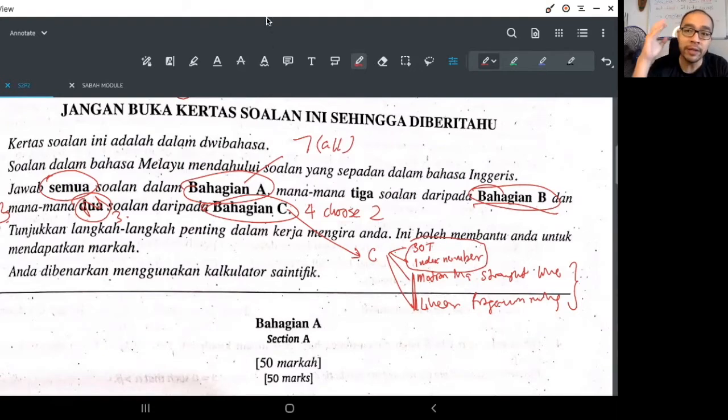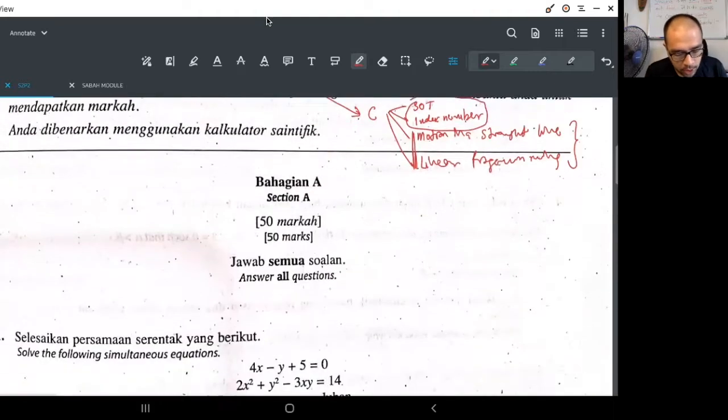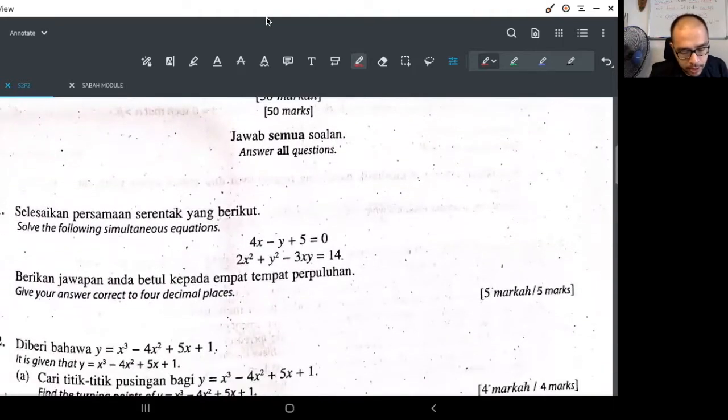Okay, so have this in mind when you go into paper 2. Okay, you need to set your mind that, paper 2, I have to answer 12 questions. In paper 1, I have to answer 14 questions, but they are short questions. Okay, so let's be wary of this. All right, let's begin now with the first question.